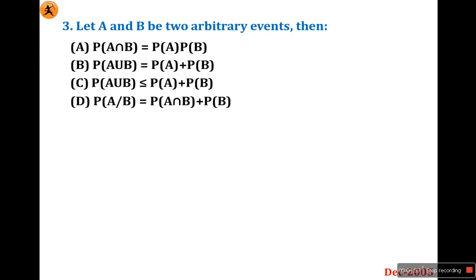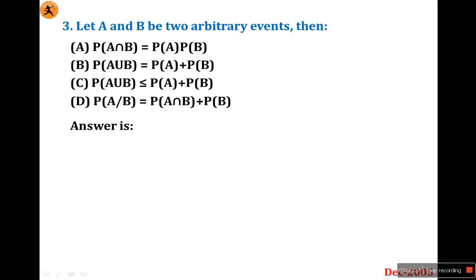Let A and B be two arbitrary events, then probability of A intersection B equals probability of A into probability of B. Probability of A union B is equal to probability of A plus probability of B. Probability of A union B is less than or equal to probability of A plus probability of B. Probability of A or B equals probability of A intersection B plus probability. Actually, the first three options are standard formulas and theorems, but the last one is false.